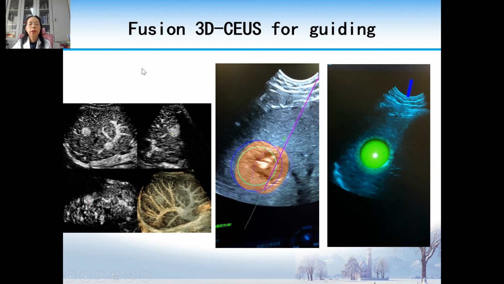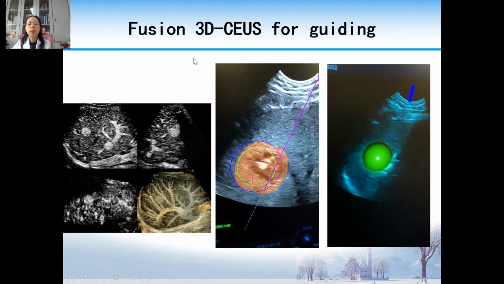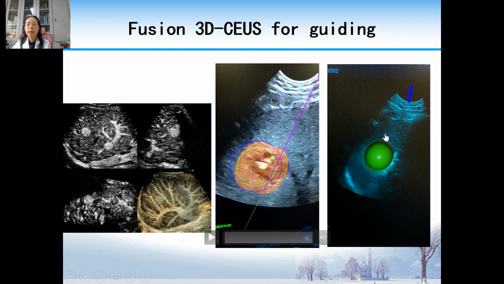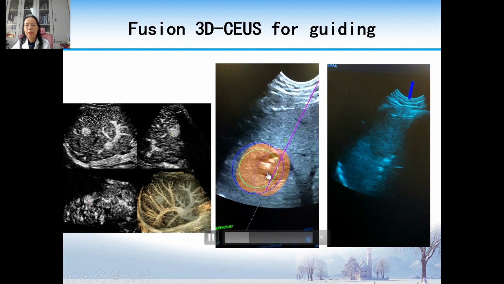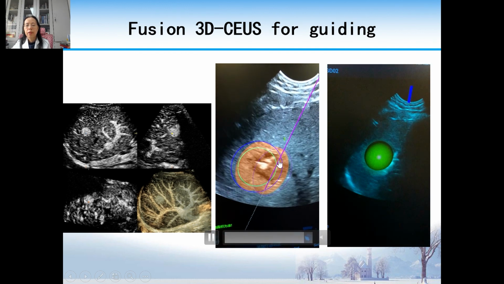And we also can use the fusion 3D contrast ultrasound for tumor ablation guidance. We can take the 3D volume data and then segment the tumor, and then we can puncture the tumor by 3D guidance, just like this picture and like this picture.